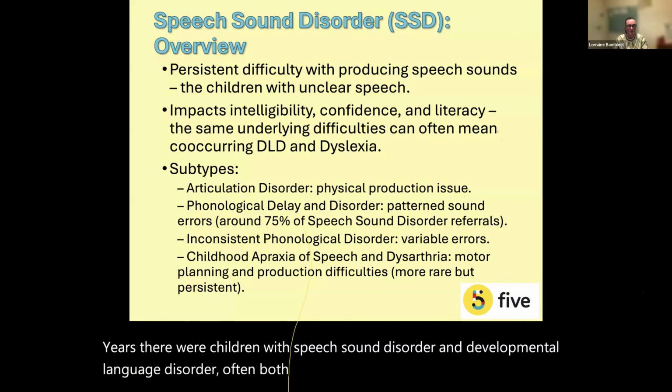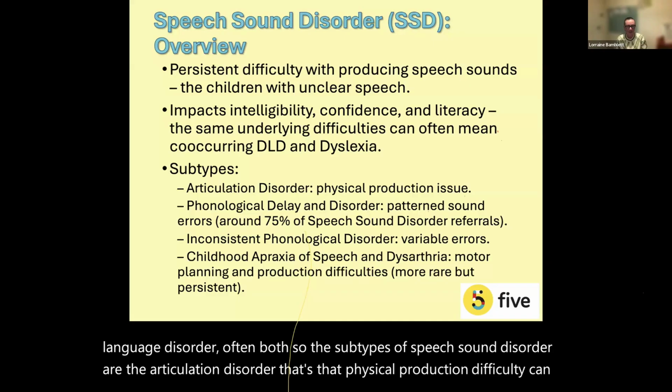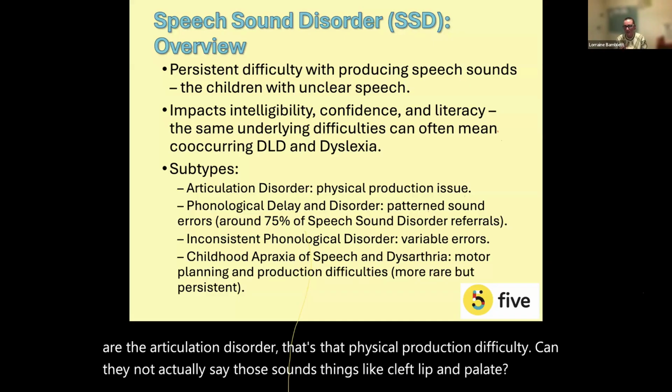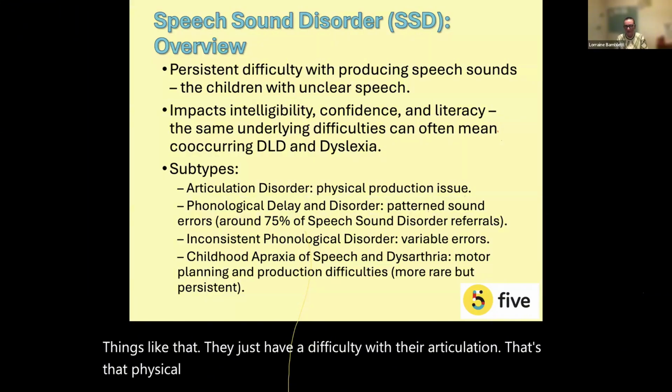So the subtypes of speech sound disorder are, first, the articulation disorder. That's that physical production difficulty. Can they not actually say those sounds? Things like cleft lip and palate. Things like that, they just have a difficulty with their articulation. That's that physical production issue. That is not many kids with speech sound disorder.